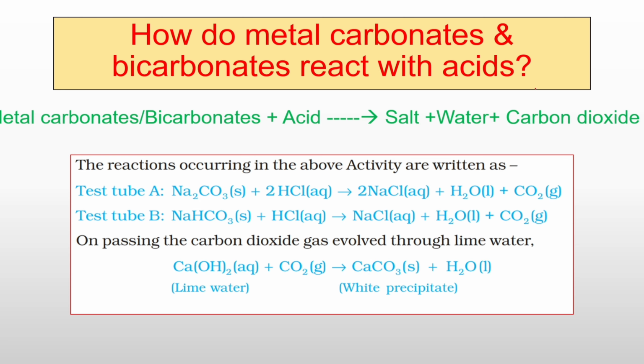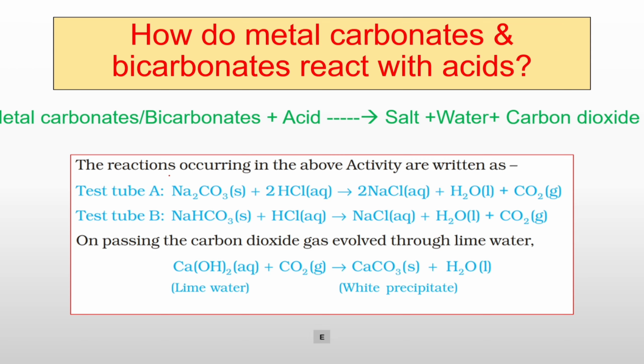Okay. Second, this part is again very important. How do metal carbonates and bicarbonates react with acids? First you should know what carbonate and bicarbonate are. Carbonate is CO3 with a charge of 2 minus. Bicarbonate is HCO3 minus. This is the difference. This is bicarbonate and this is carbonate.